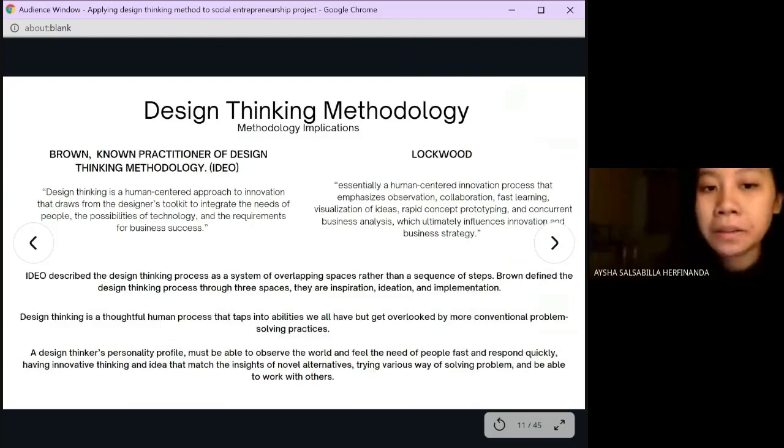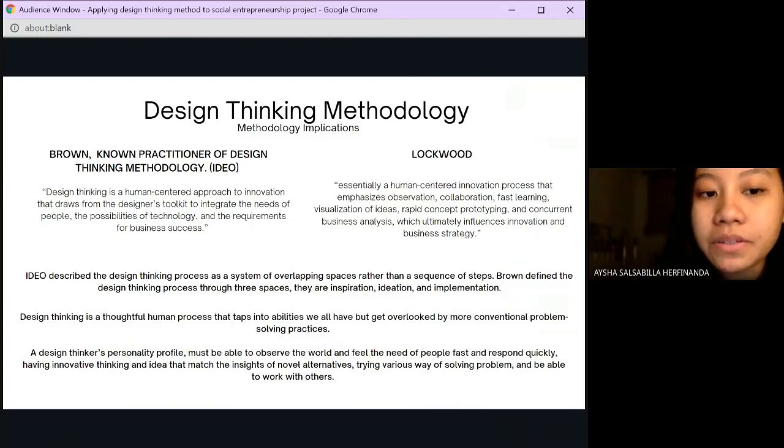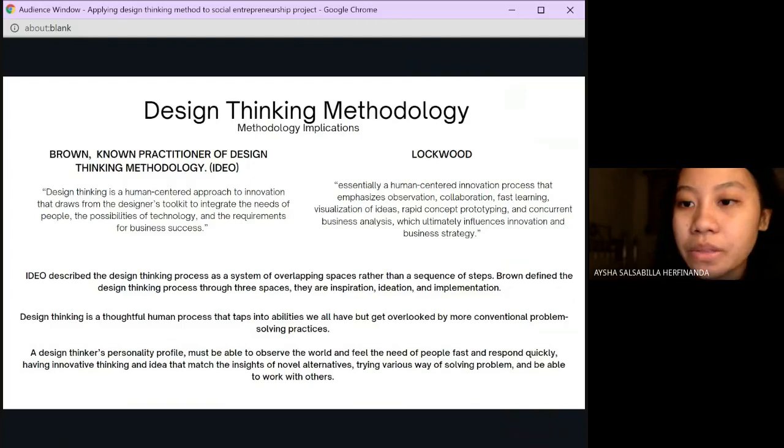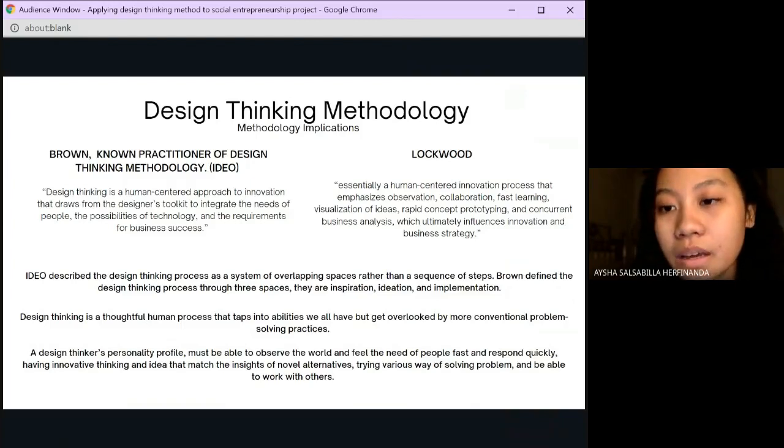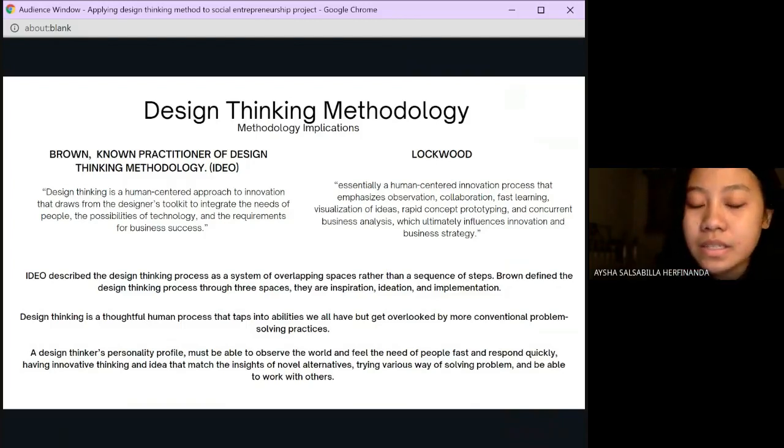Next is design thinking methodology. The first one is the methodology implication. There is Brown and Lockwood. Both of them think similar things about design thinking. They both think that design thinking is a human-centered approach that has been used in product design, branding design, and service design.